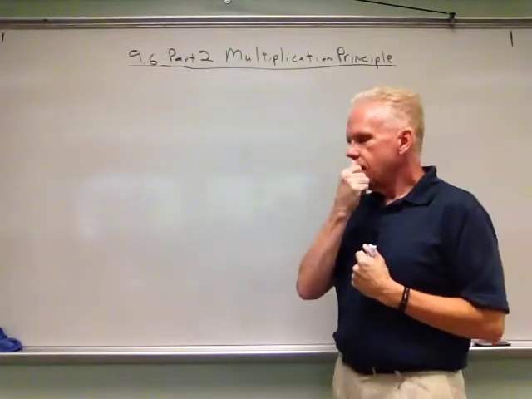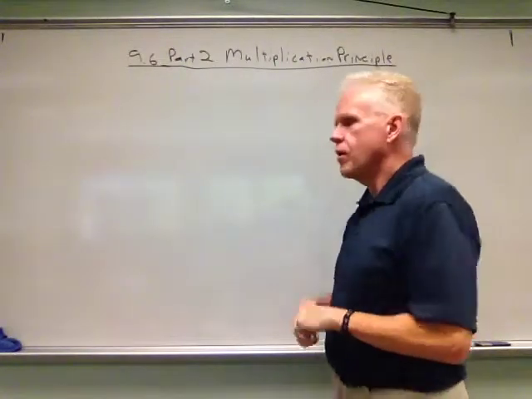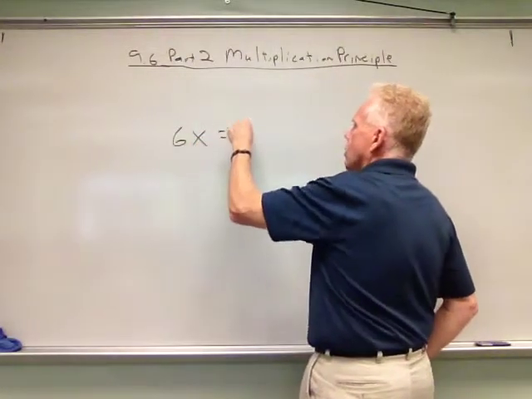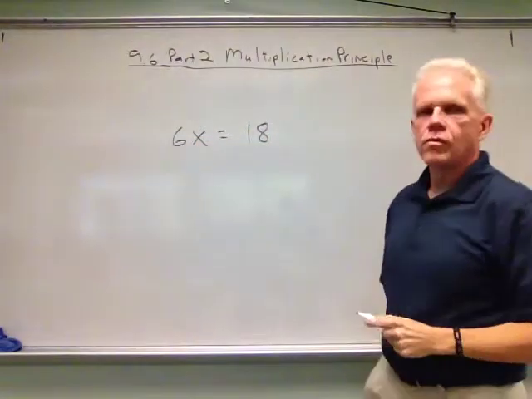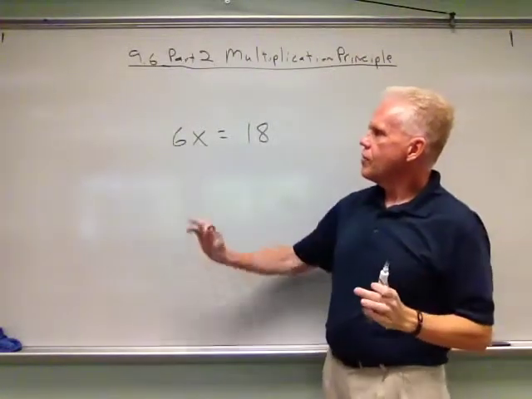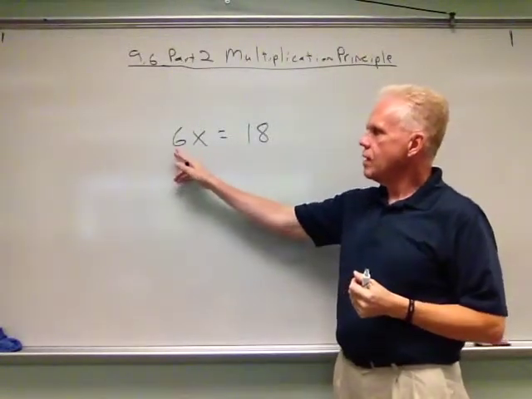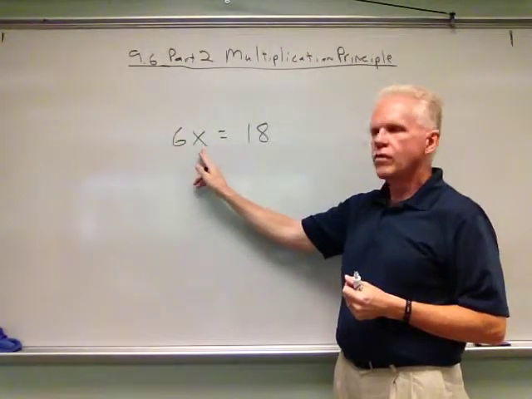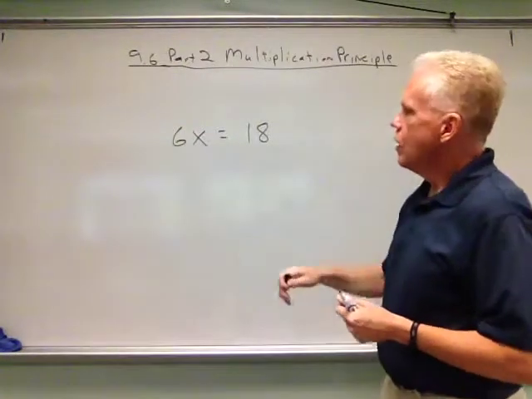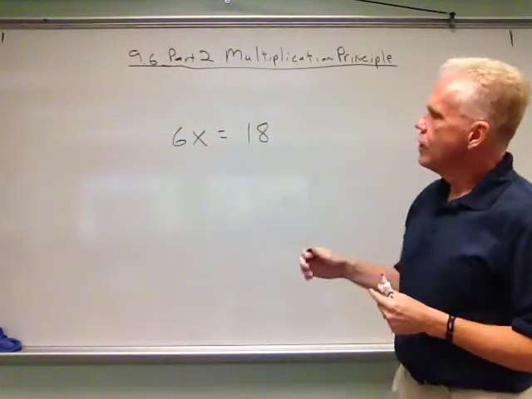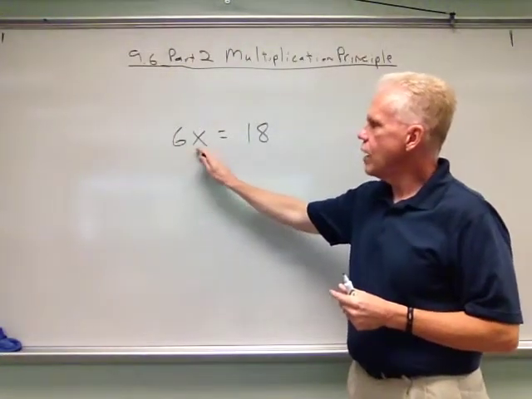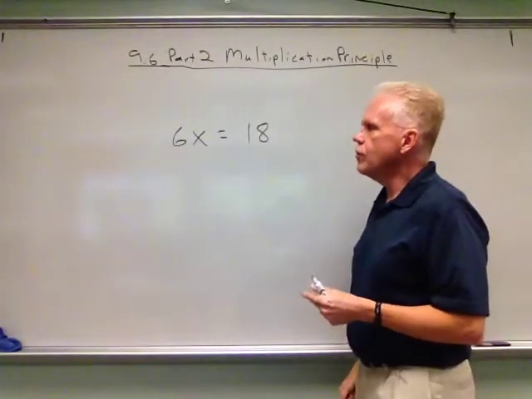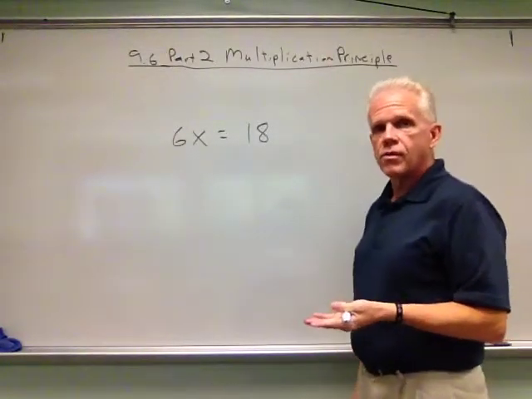Let's start off by giving you an example of the multiplication principle. Let's say we had something like 6x equals 18. Now, you remember from our conversation on algebraic terms that 6x means the coefficient 6 times the variable x. So what we're trying to do here, guys, is clear this coefficient off this variable. We would like to get the x by itself. So in order to do that, we use the multiplication principle.